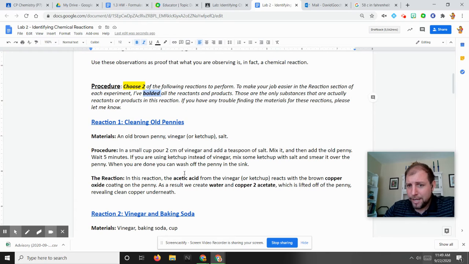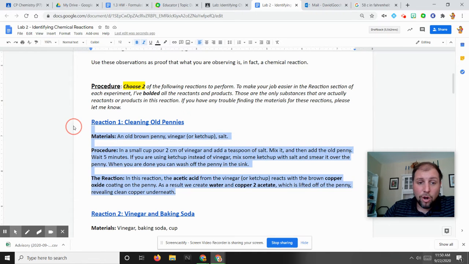However, you're going to have to read it carefully and figure out which of these things mentioned are the reactants that we start with and which are the products that we end with. Okay, so I've listed the materials, the procedure, and then I've actually described the reaction. So let's say that I did the cleaning old pennies reaction. This is a really simple one. I think everyone's got some vinegar or ketchup and some salt around the house. And who doesn't have an old penny? If you can't find one, look under your couch cushions. I'm sure you can track one down.